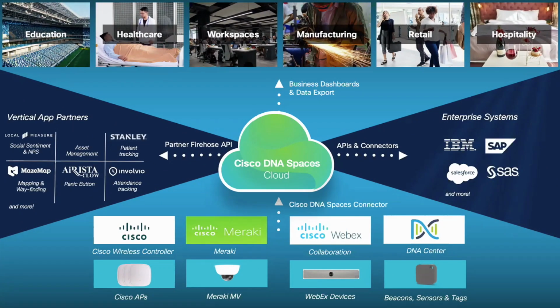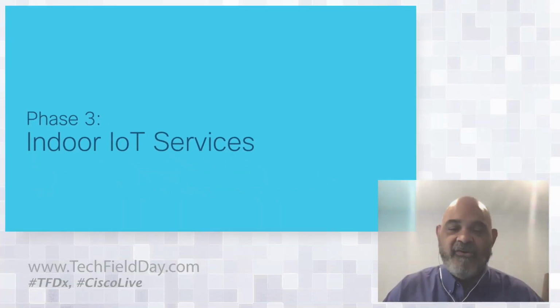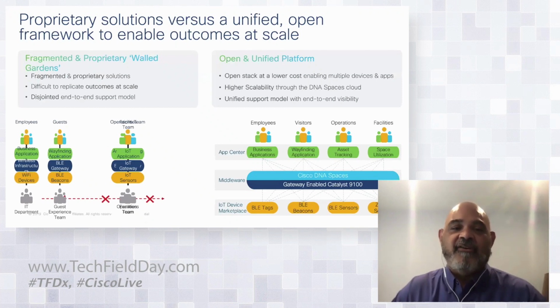We can send data to enterprise applications such as SAP or IBM Tririga, or we could send this data as a fire hose, which means we can send a lot of data at a very low cost to different application providers, and they can write applications for the end user based on top of this data. When we combine all that together, that's really the focus of DNA Spaces Cloud. And what's new today that we're talking about for the first time is our Indoor IoT services.